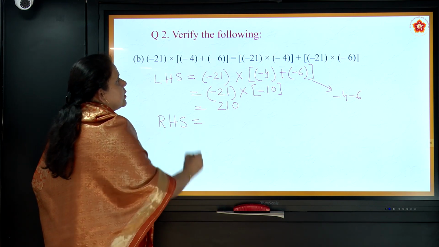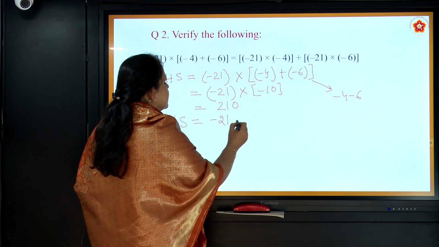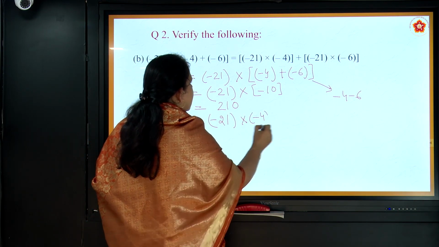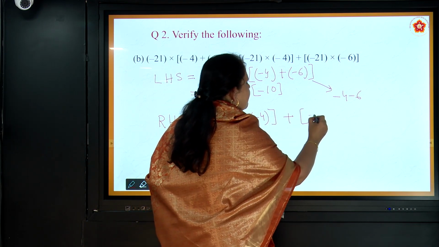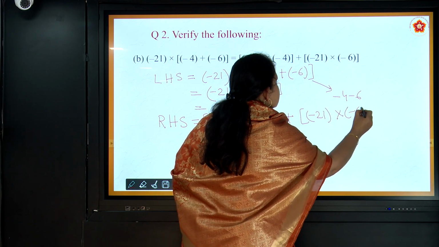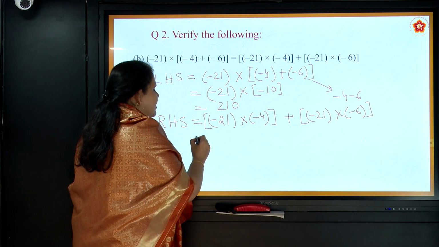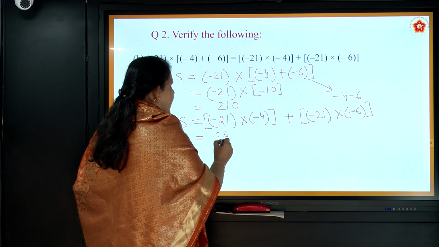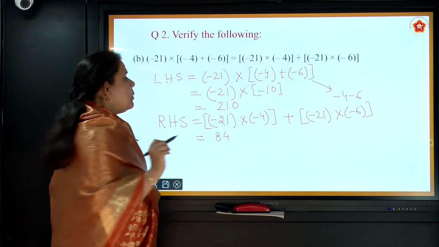Now see what is there on the right hand side. So on the right hand side, we have minus 21 into minus 4 in first bracket. There is a plus sign in between, and we have minus 21 and minus 6 in the other bracket. So solve the first bracket, multiply 21 by 4, we will get 84. Both are minus, so answer will be plus.